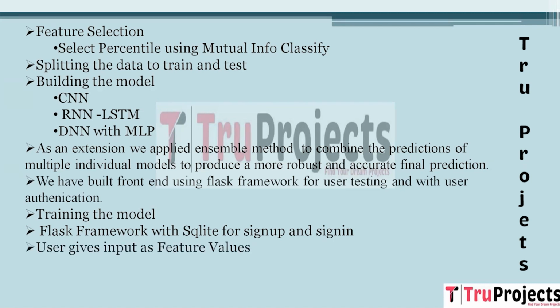User gives input as feature values. Users input feature values representing network traffic data. This input is pre-processed to align with the model's input requirements, which include scaling, encoding, or any other necessary transformations. The given input is pre-processed for prediction. The pre-processed input is fed into the trained models for prediction. Each model predicts whether the input represents a malicious intrusion or not.